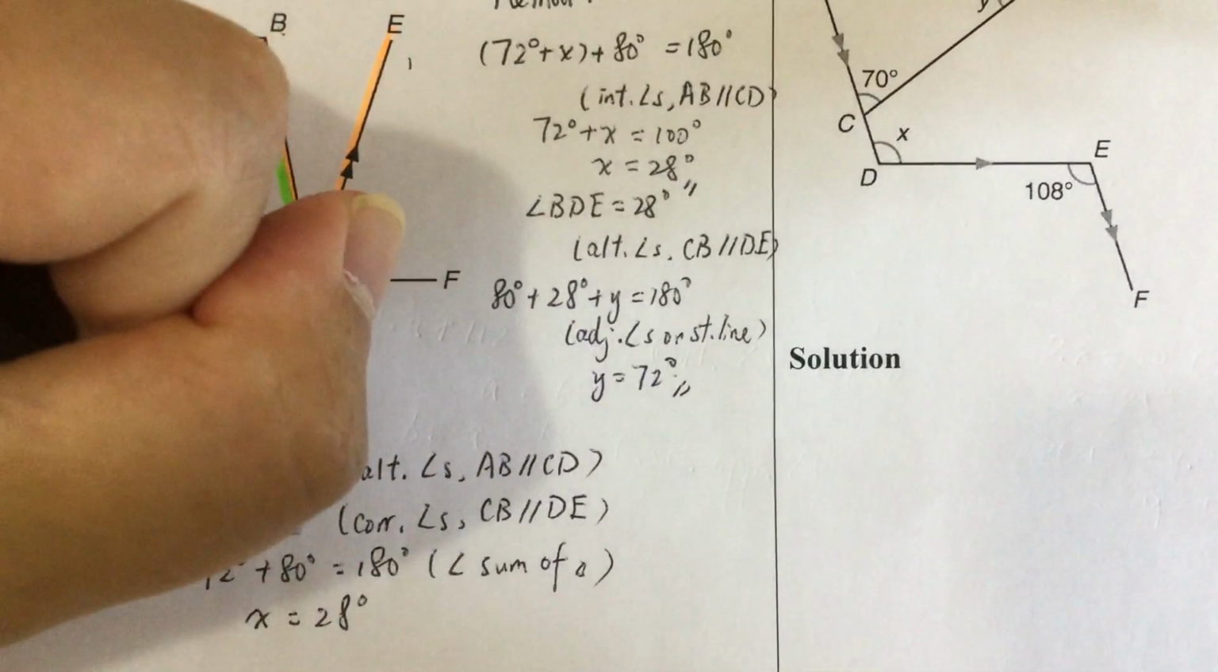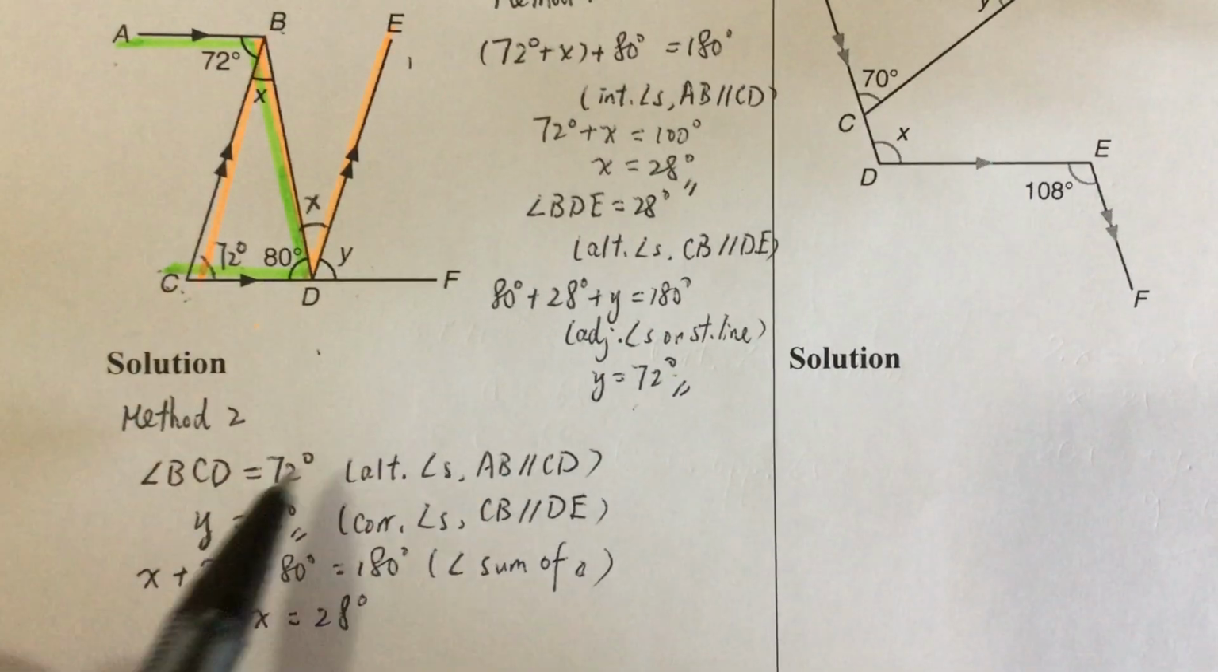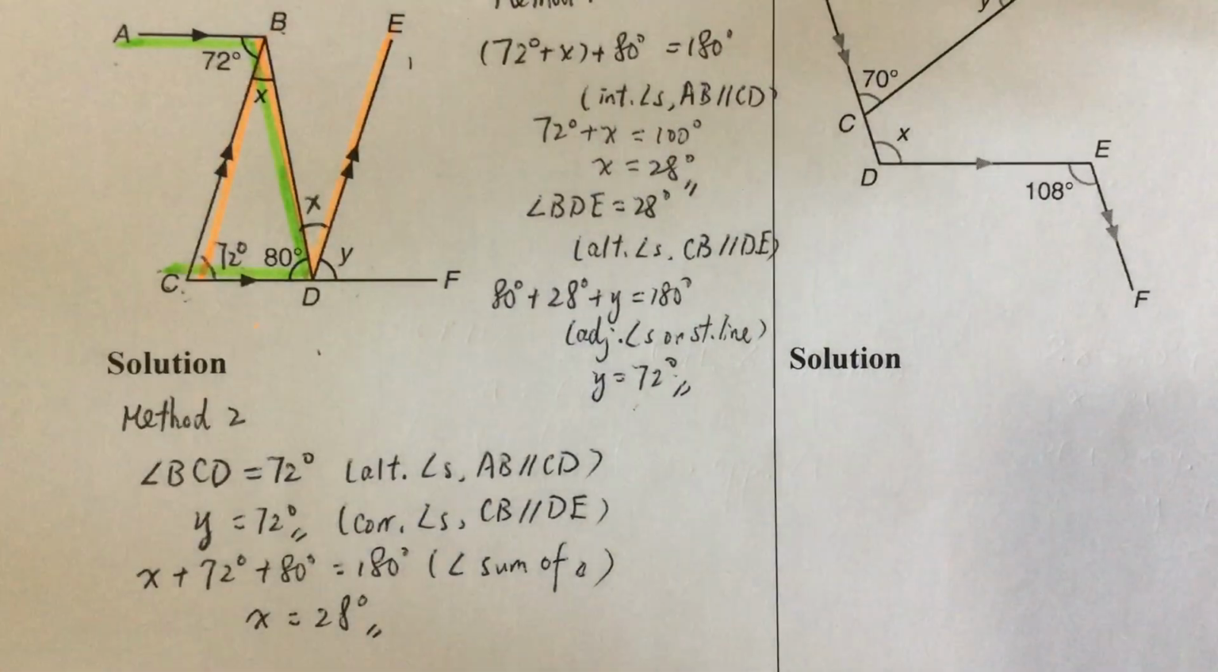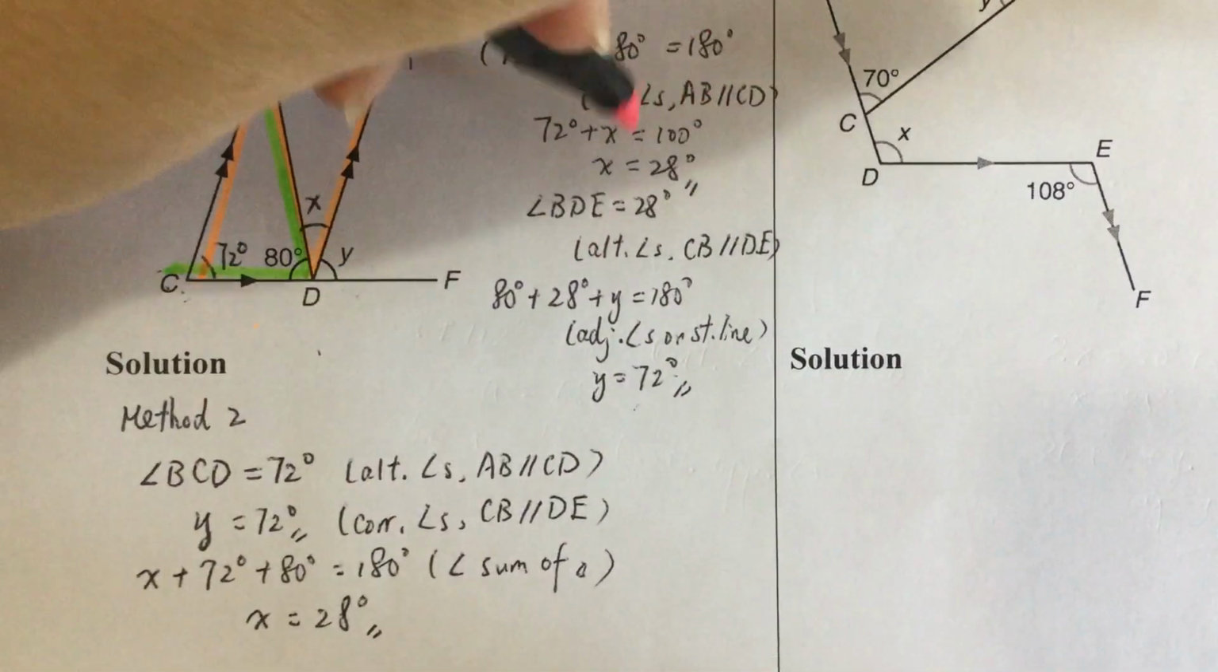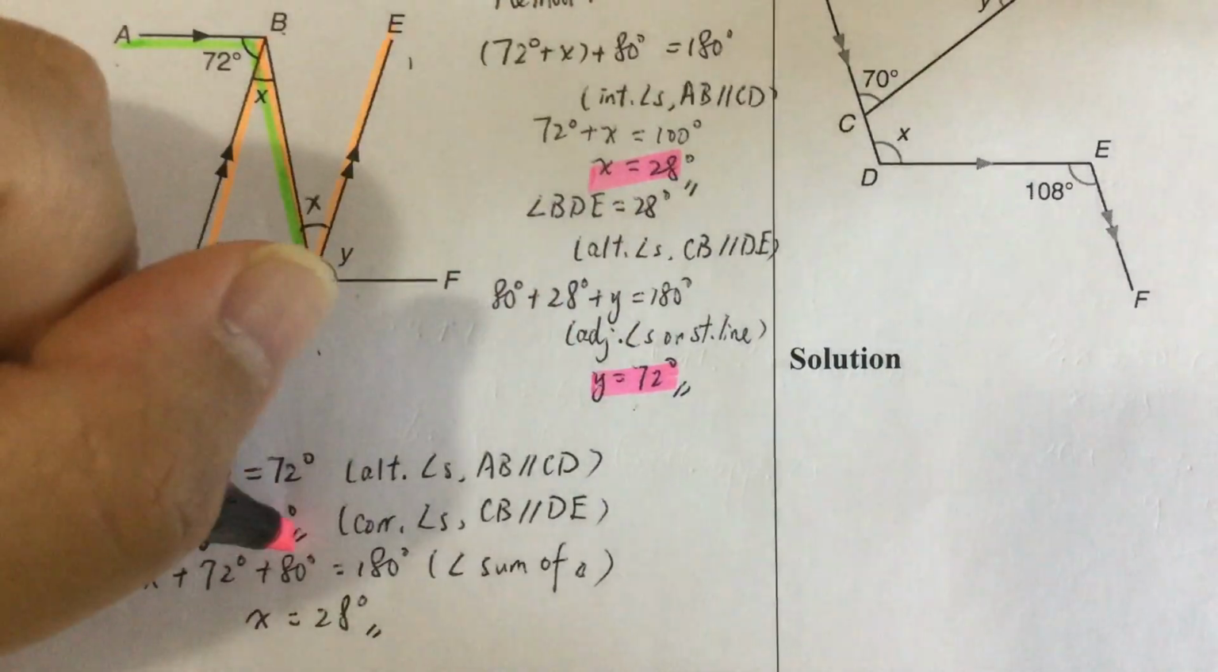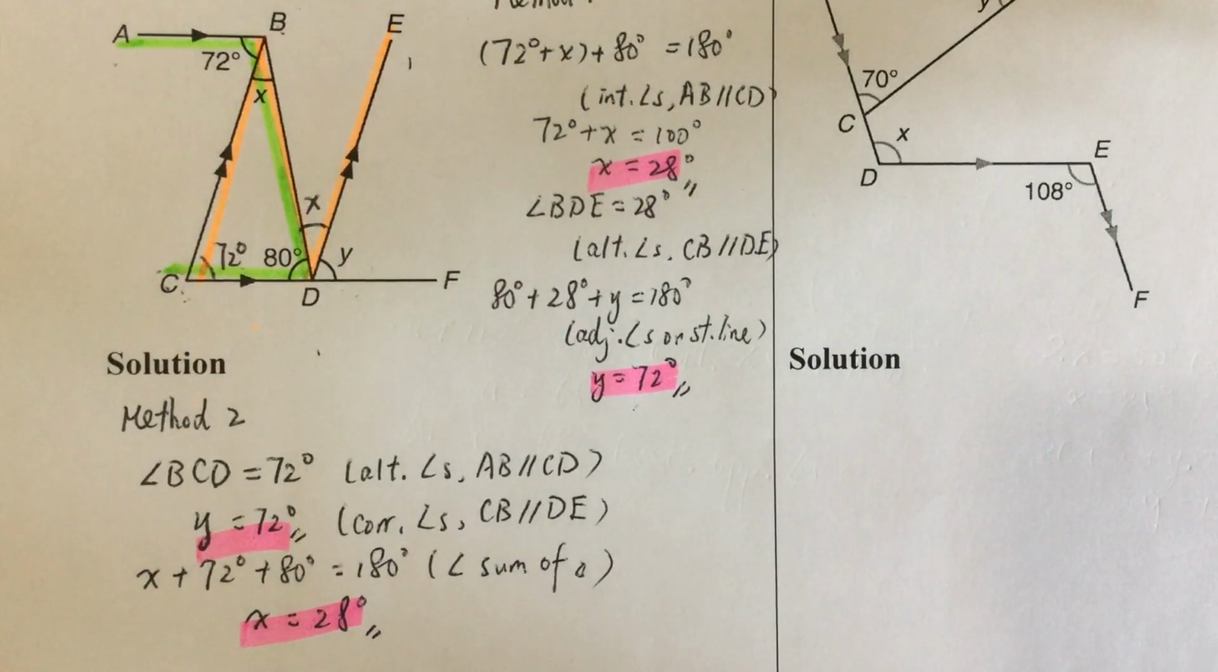So we will also solve that Y is equal to 70 degrees. We get the same answer, and also X is equal to 28 degrees. So we can write it down here: X, Y, Y, and X. So we can do everything.